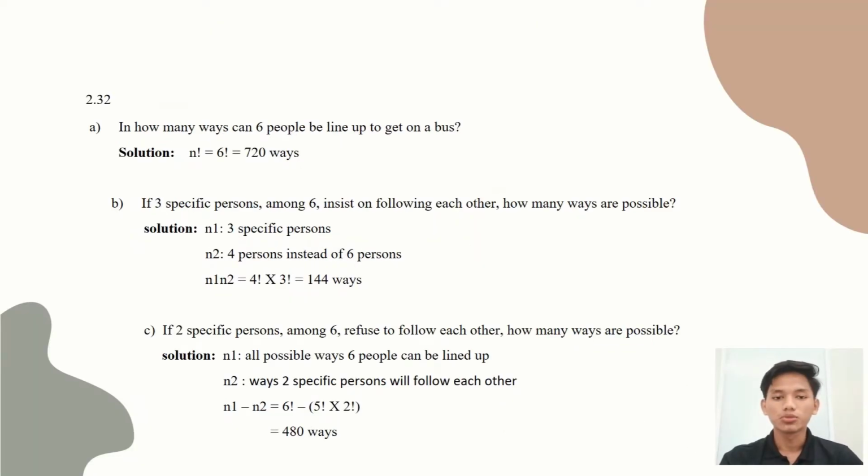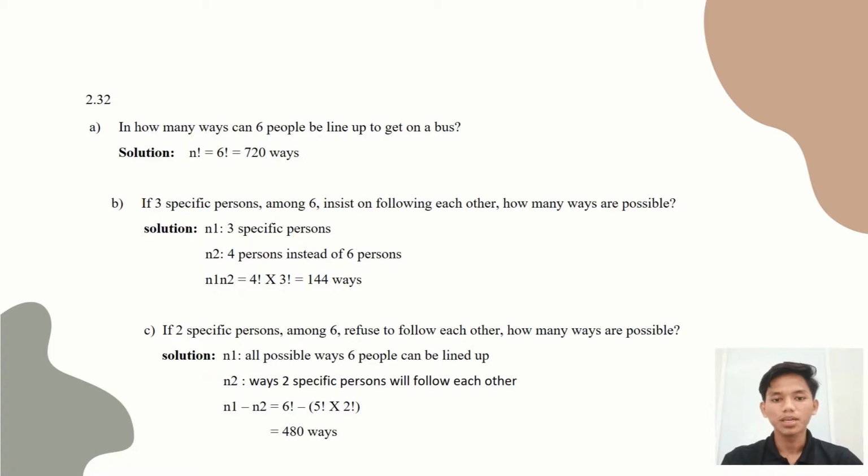Question 2.32 A. In how many ways can six people be lined up to get on a bus? So the solution, firstly, according to Theorem 2.1 on page 47, the number of permutations of n objects is n factorial. We substitute n equal to 6. So 6 factorial equal to 720 ways.